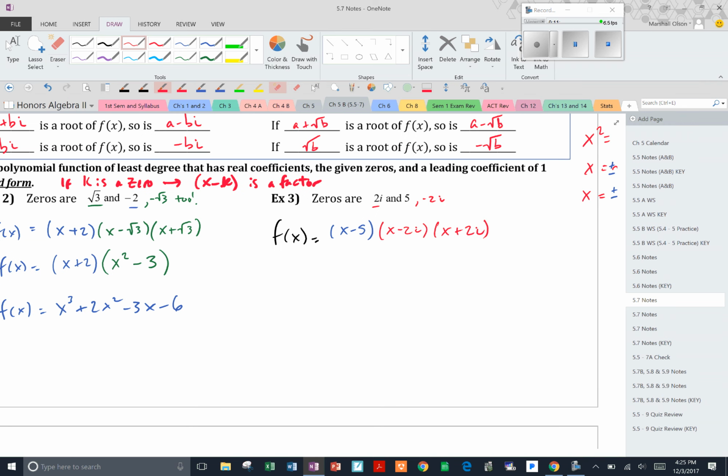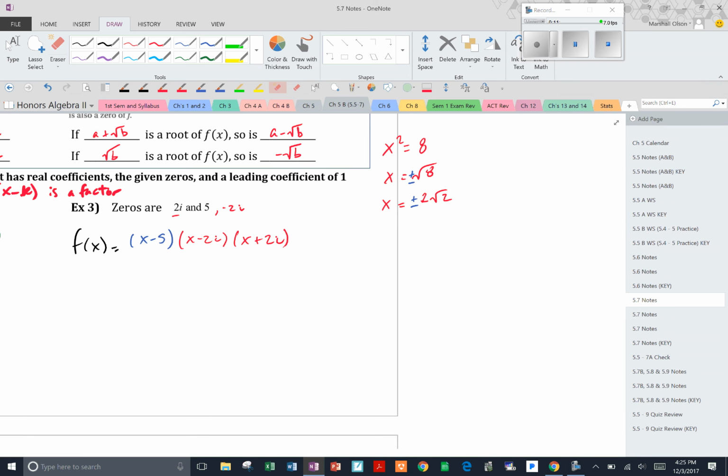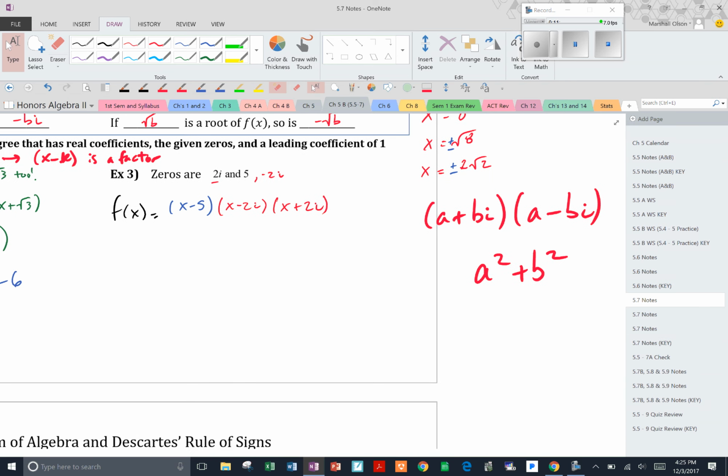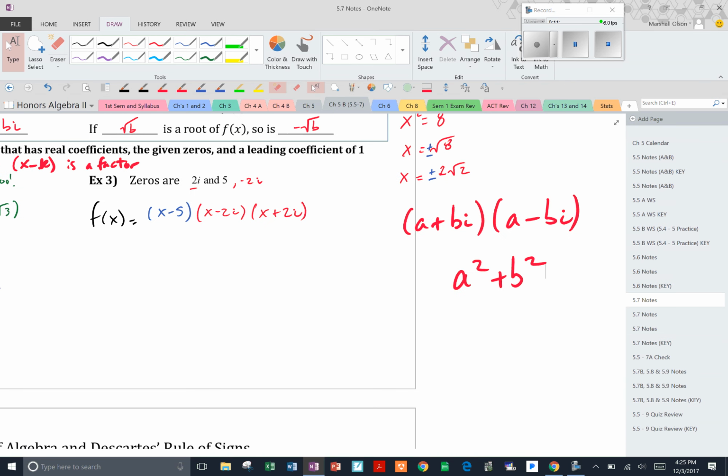Okay, so let's take a look at what happens when we multiply those complex conjugates together. Please don't forget that we learned a pattern for complex conjugates, a plus bi times a minus bi. Well, if we didn't have the i's, it would be a squared minus b squared. But with the i's, i squared times i squared is negative 1, so we end up getting a squared plus b squared. So without the i's, it's the difference of squares pattern. With the i's, it is the complex conjugates pattern.